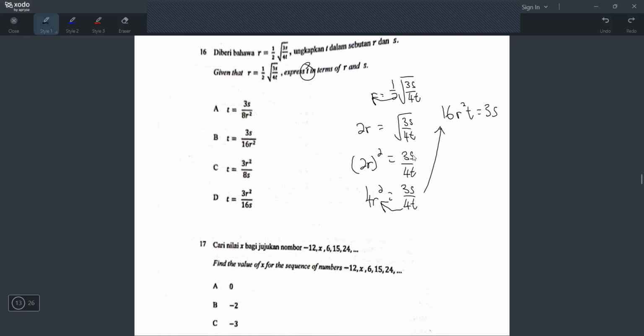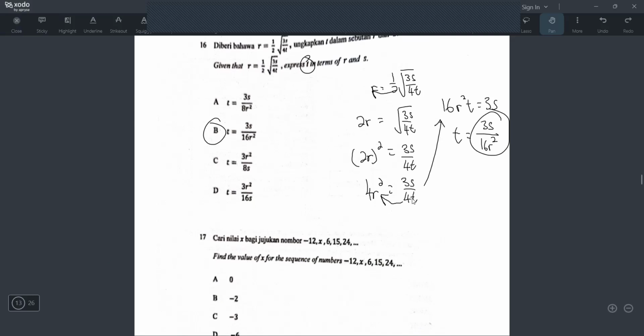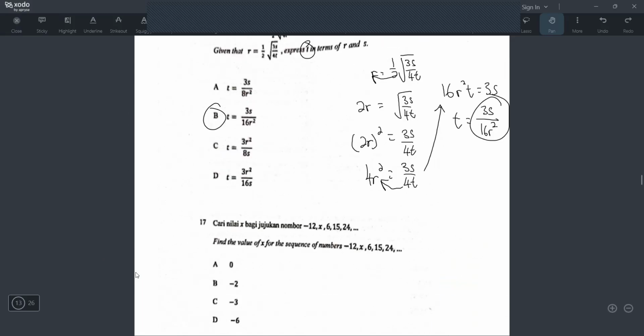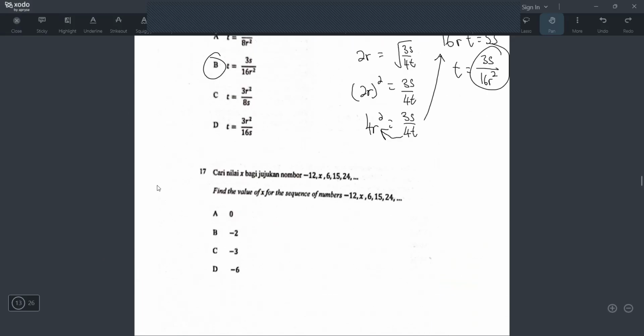The reason why I multiply like that is because I want the fraction to disappear. Okay, so see now no fraction already. So now I can find my T easily. Just take my 3S, divide with my 16 R square. So this is the answer. B. Right? Very simple. Wait, let me just double check. Yeah, correct.